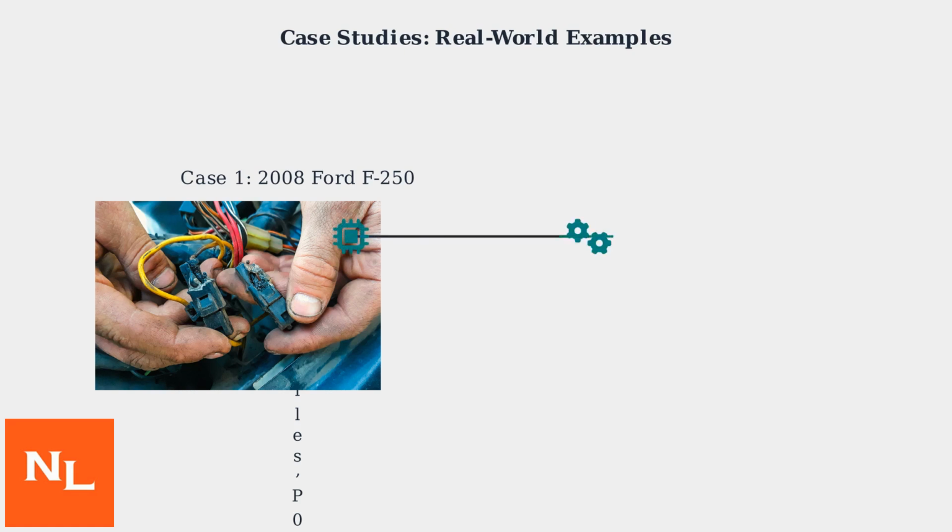Diagnosis revealed continuity loss in the circuit. Replacing the corroded FICM resolved the issue, costing about $800 with 2 days of downtime. This highlights the importance of checking both wiring integrity and module health.